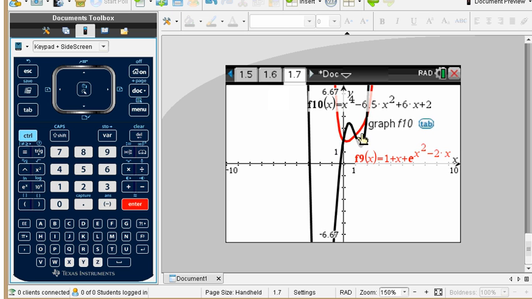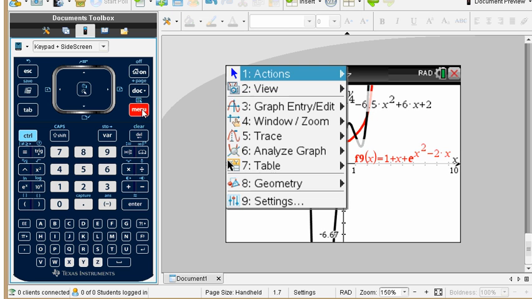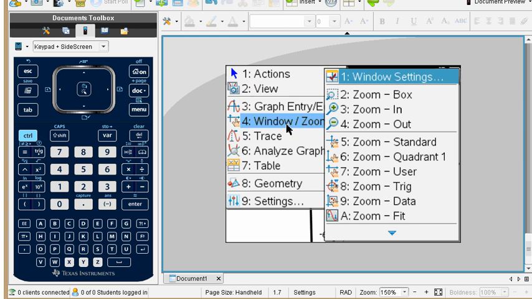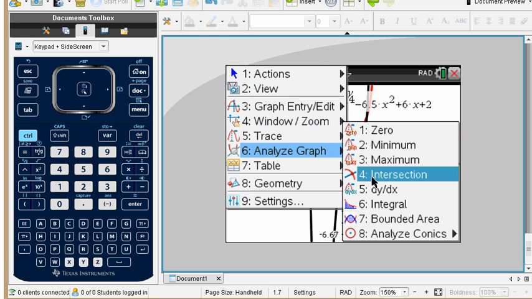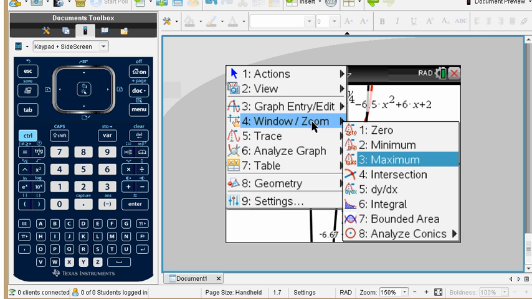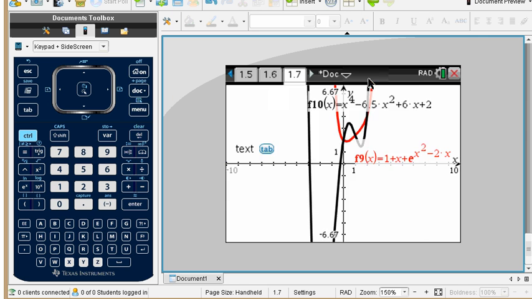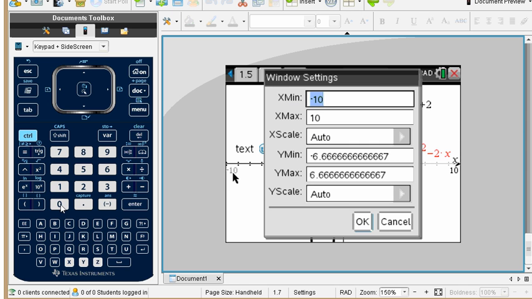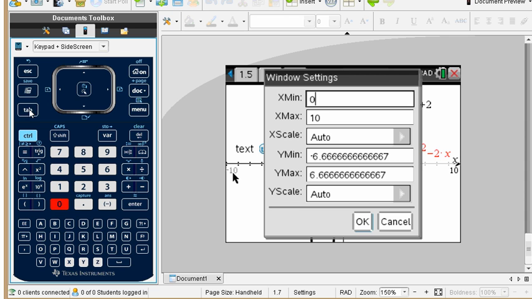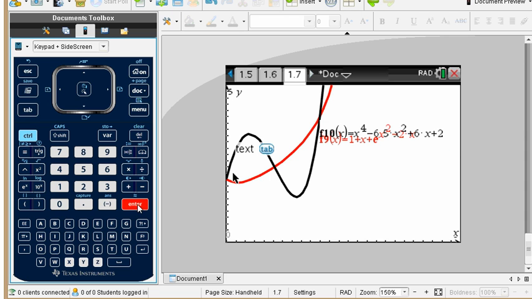Okay, and this one in the middle, I'm going to zoom in here a little bit. Go to window zoom, zoom settings. We'll go between maybe 0 and 5, and then come down here and set the Y minimum 0 to 5. It should get us a tighter look at this, which we have at this point. So we can see this right here. We're interested in this intersection point.